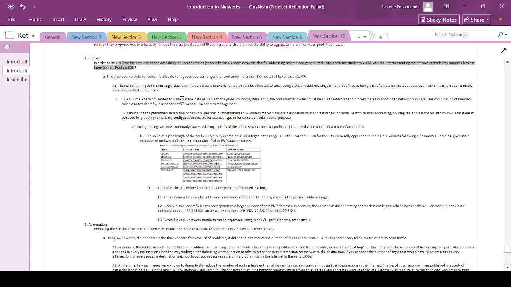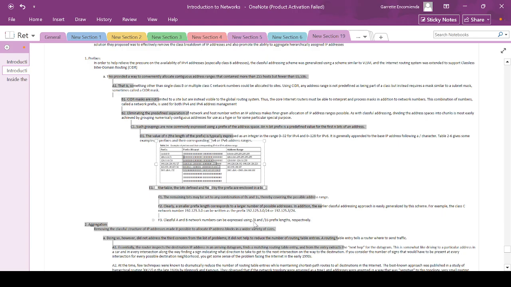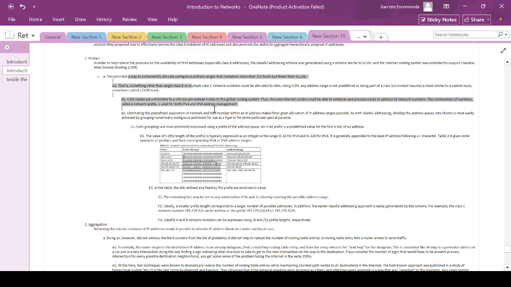It requires support from internet routing, which is the IANA, or the top router. It's kind of like an OS, where you need support from the OS and hardware. Here you need support from the top router to be able to support CIDR. This provides a way to conveniently allocate contiguous address ranges that contain more than 255 hosts but fewer than 65,536. So you can now configure whether it's 256, 30,000, 20,000, 15,000, or 5,000.